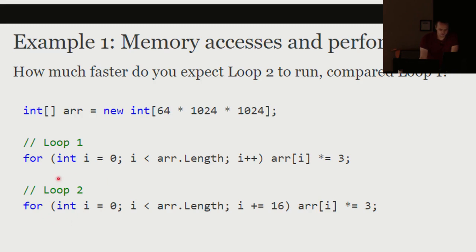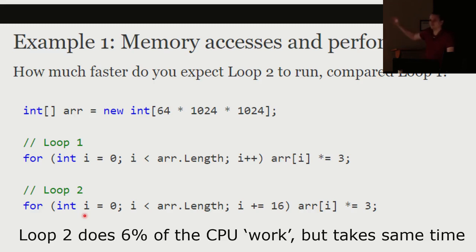The second one, every 16th integer is multiplied by 3, right? So this is not a trick question. Which one of these does more work? First one. Quite obviously, it does more CPU work. Which one of these, theoretically, as you've been taught, runs faster? 2. It does less work. But they take the exact same amount of time.